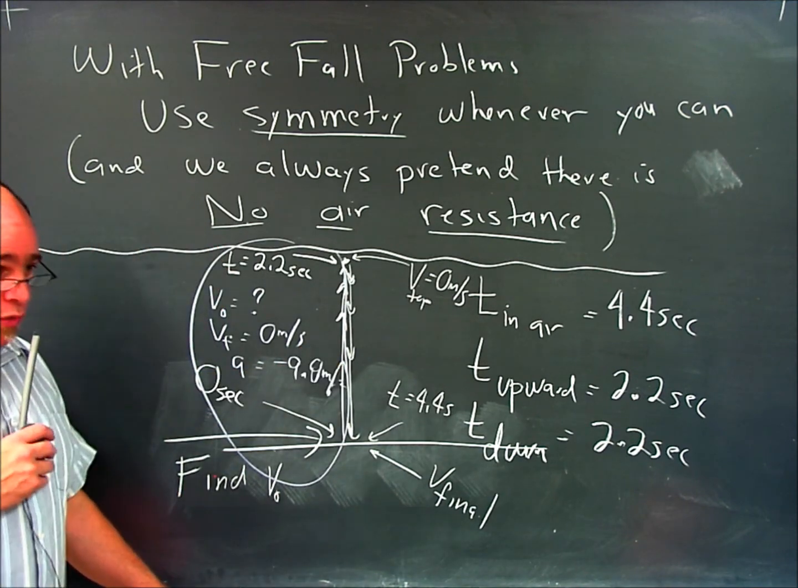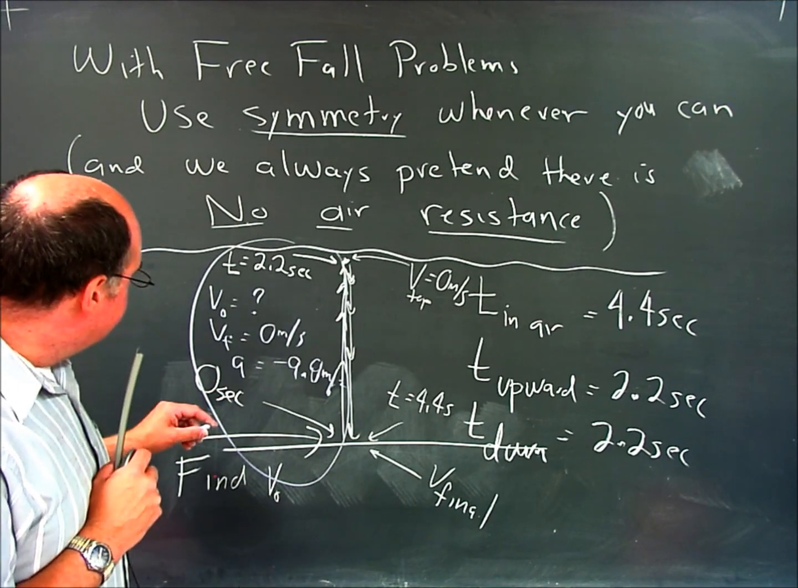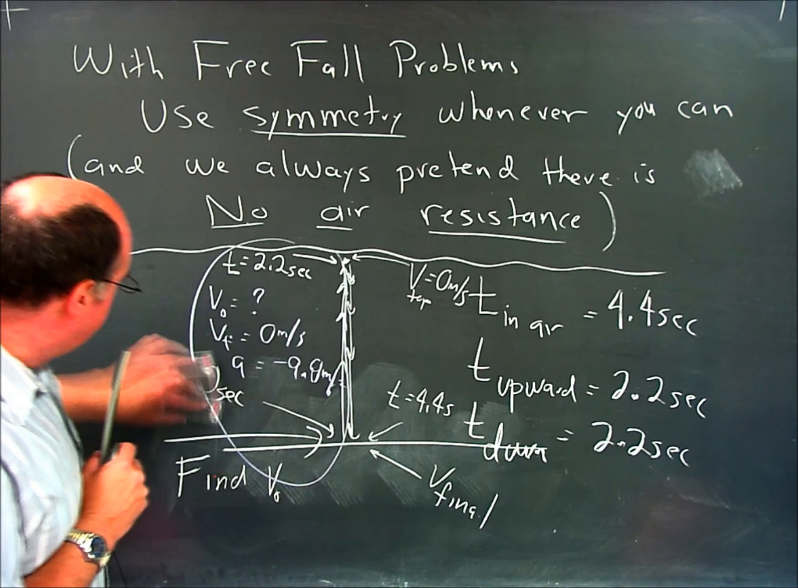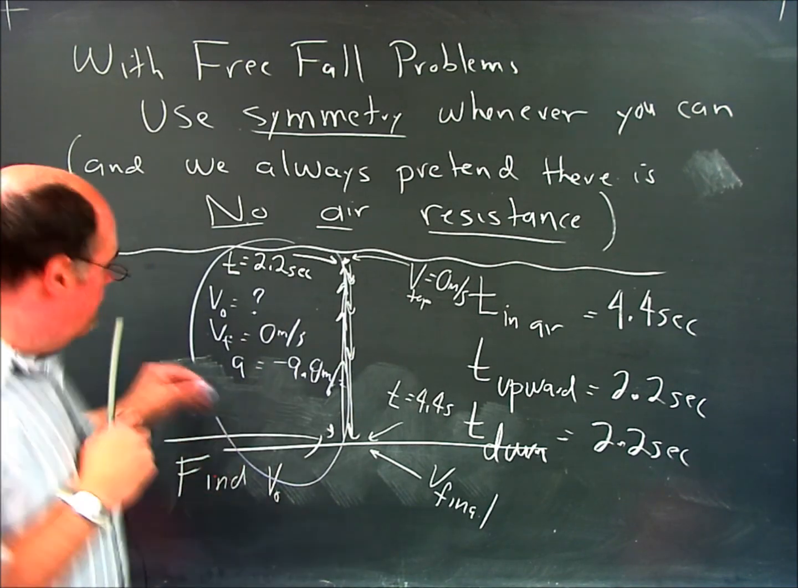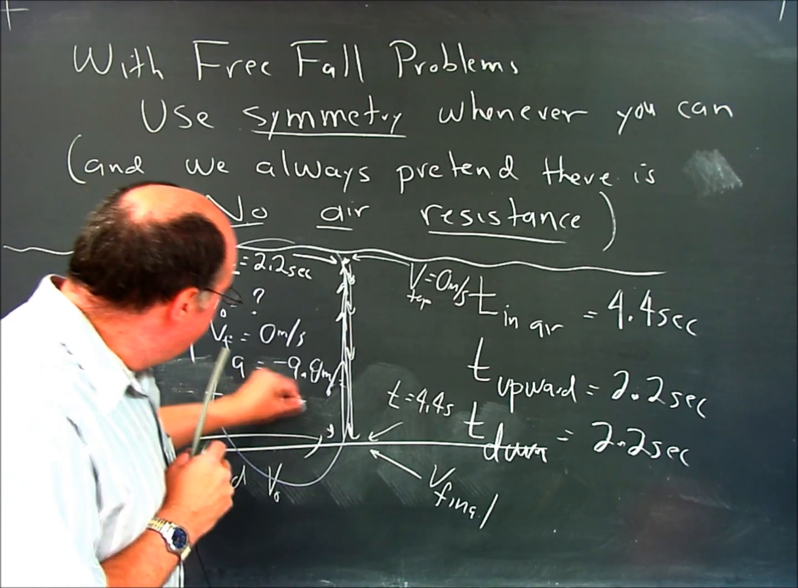Okay? With those three givens, you should be able to figure out, oh, there's only two givens here. This is a given and this is a given. Let me just erase this little tiny piece here. Okay. What's my other given? I have one more given. The given is the time it was moving in the upward direction is 2.2 seconds.